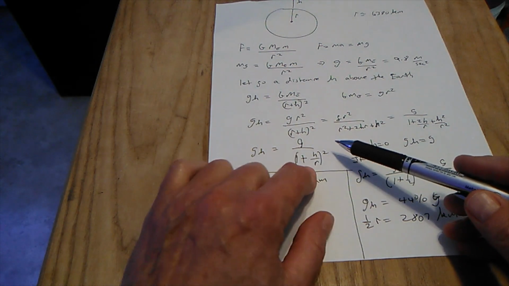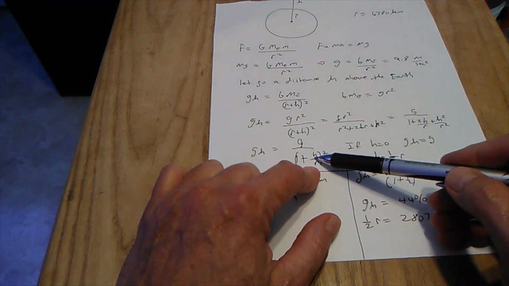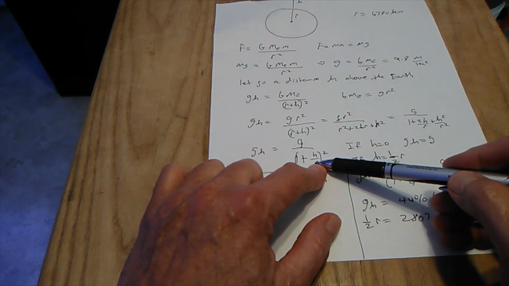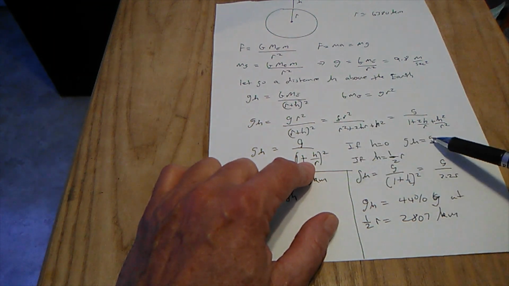Now let's check and make sure this works. So if h equals 0, so I haven't gone anywhere, then this is 0. 1 plus 0 is 1, 1 squared is 1. So g_h equals g, that's right.